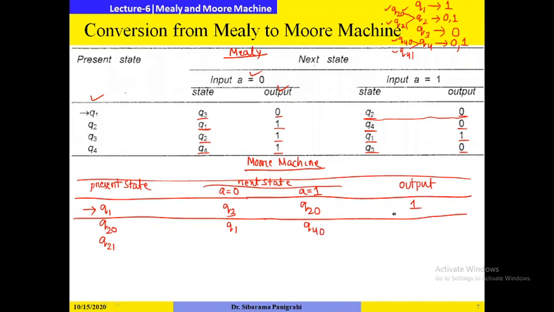Now Q2 0 produces output as 0. Similarly Q2 1 produces output as 1. So Q2 1, what is the next state for A equal to 0? It's nothing but Q1. And what is the next state for A equal to 1? It will remain as it is, Q4 0. So let me draw a line.